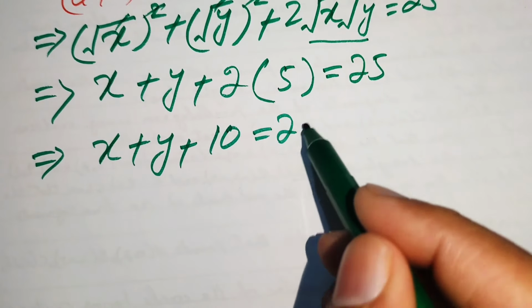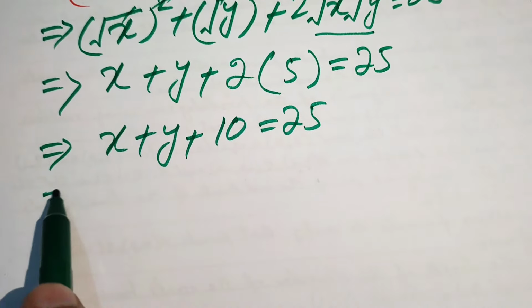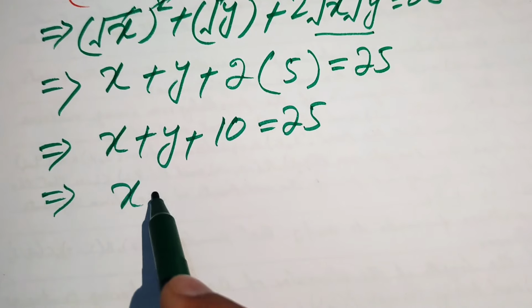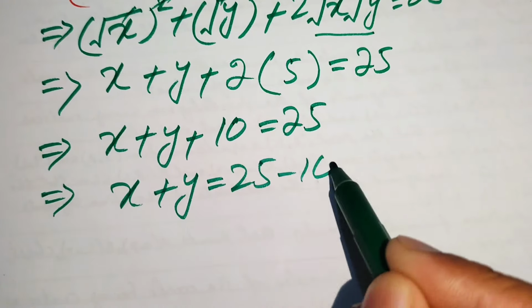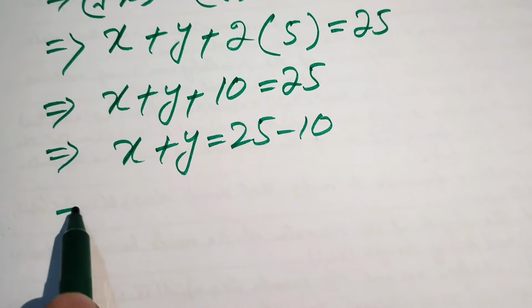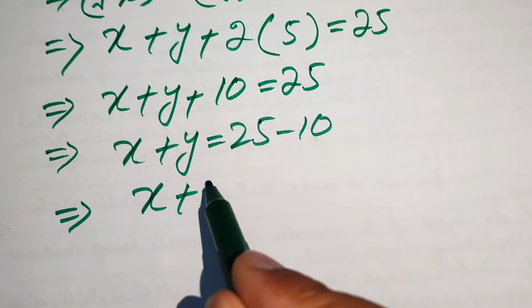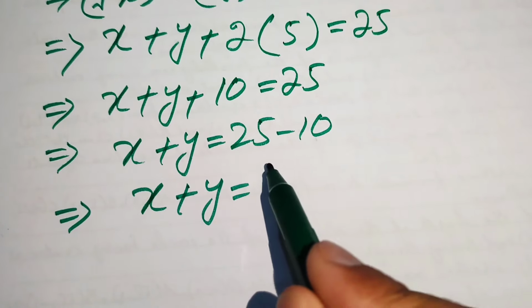becomes 10, equals 25, and now we move this 10 to the right hand side and it is written as x plus y equals 25 minus 10, and we easily get the value of x plus y equals 15, and we call this our equation number 3.